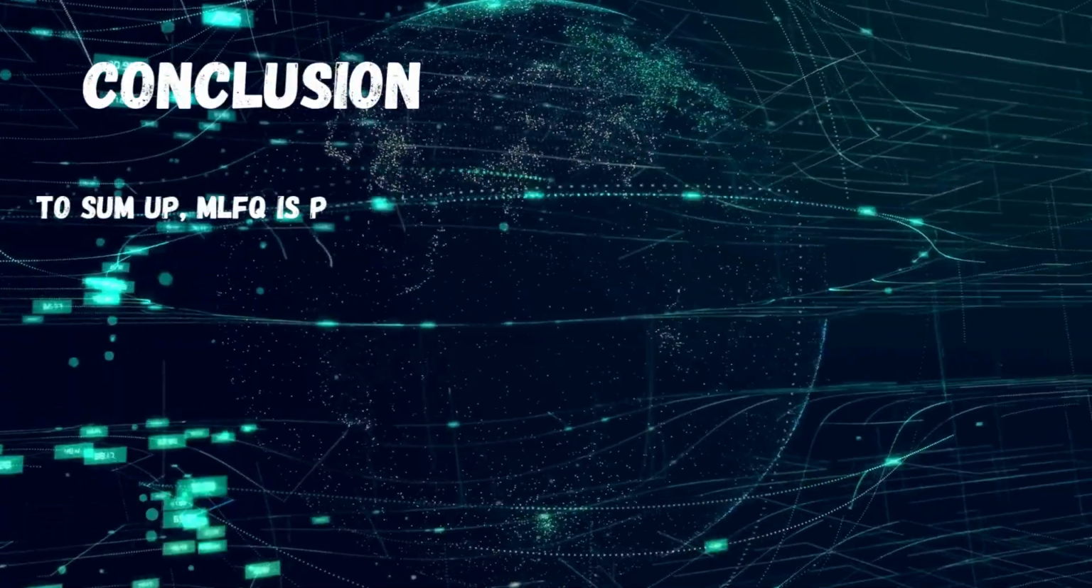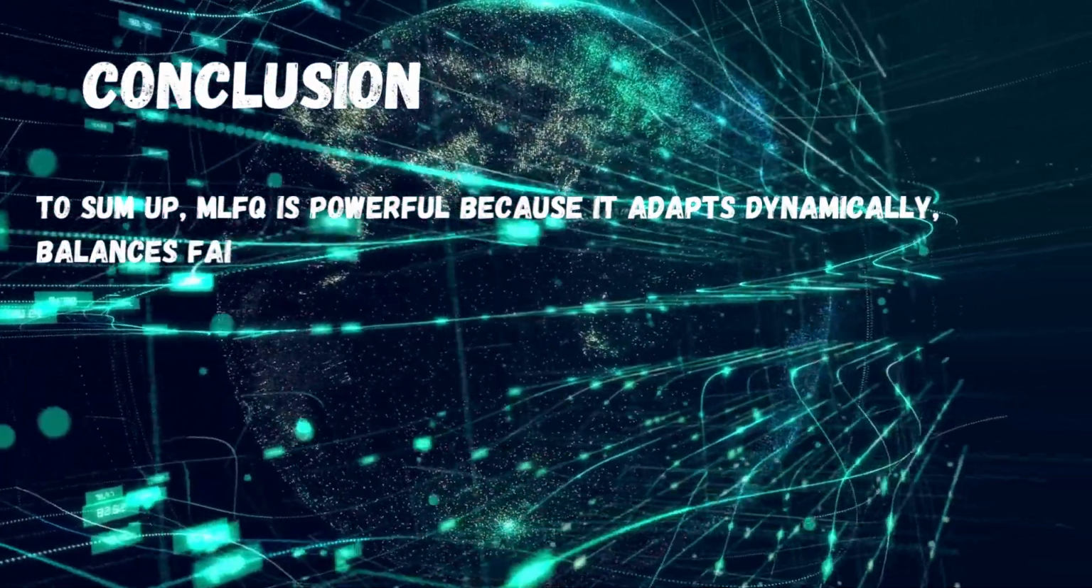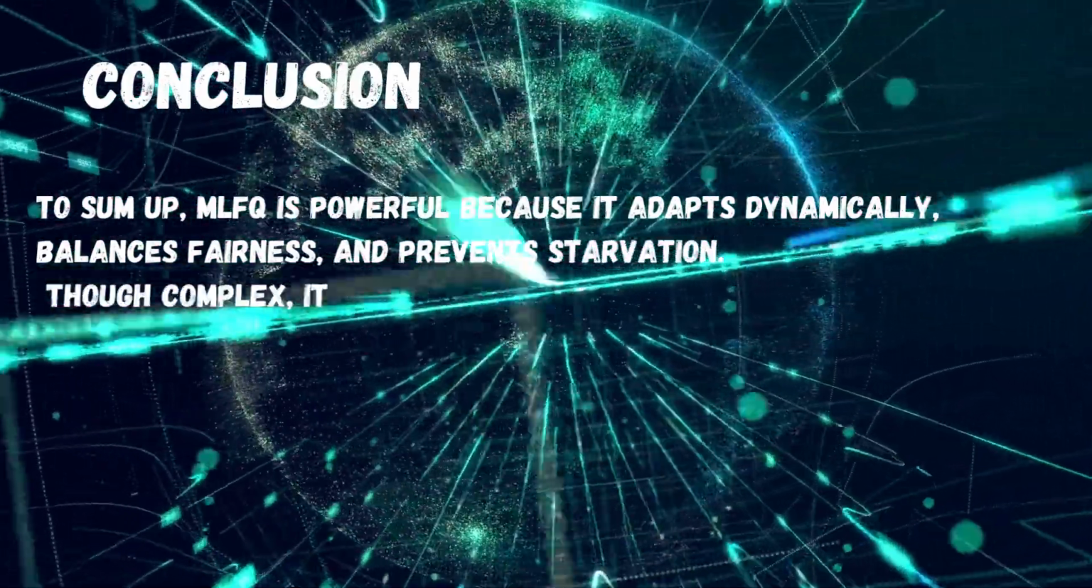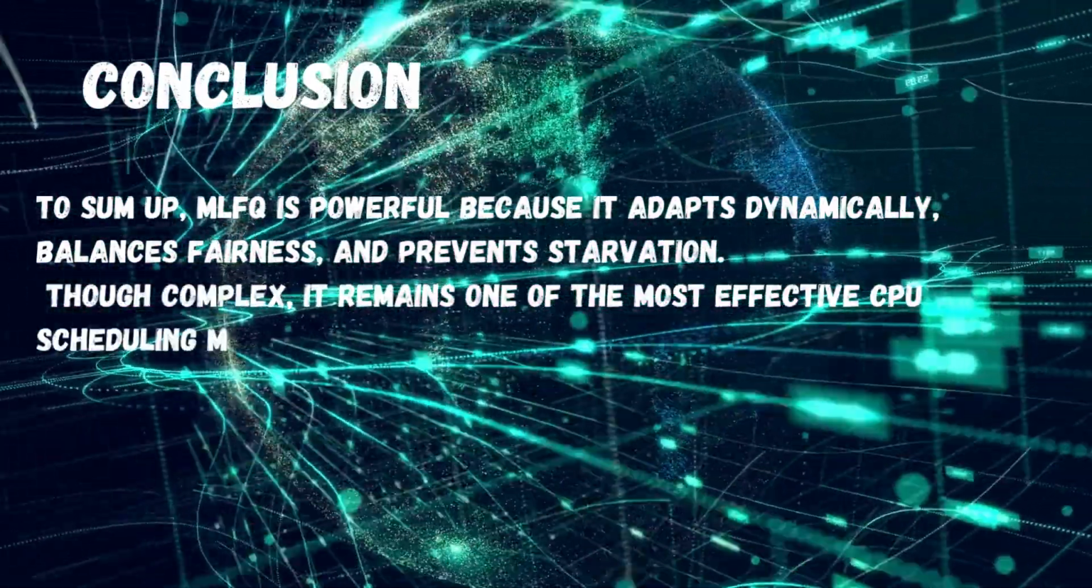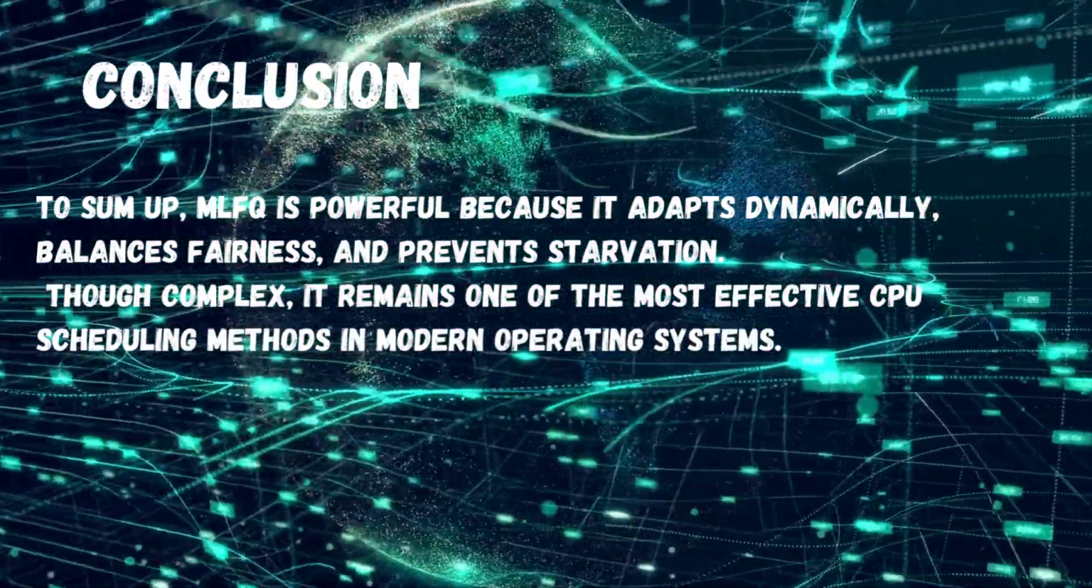Conclusion: to sum up, MLFQ is powerful because it adapts dynamically, balances fairness, and prevents starvation. Though complex, it remains one of the most effective CPU scheduling methods in modern operating systems.